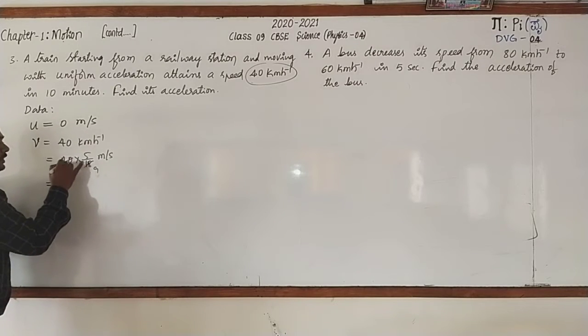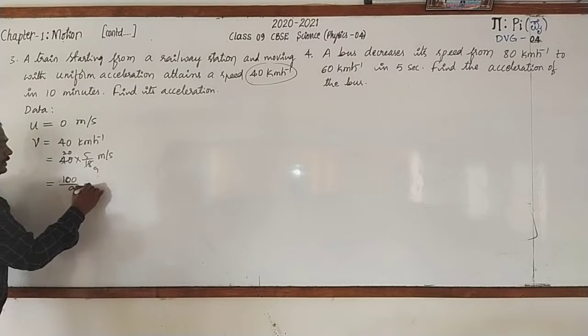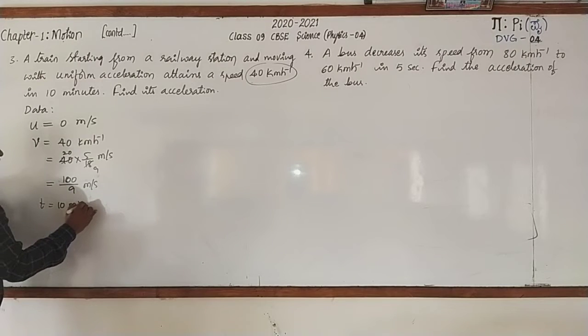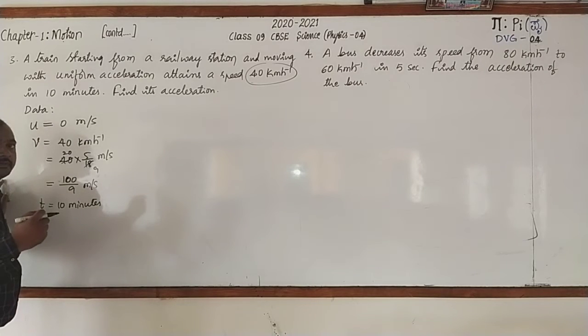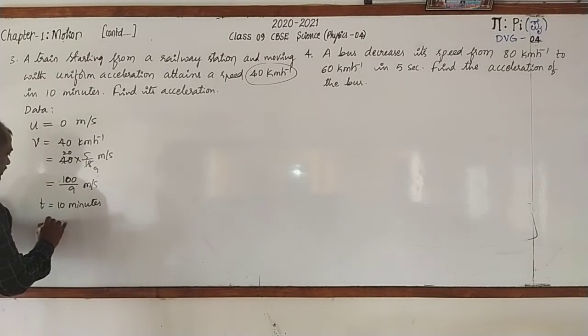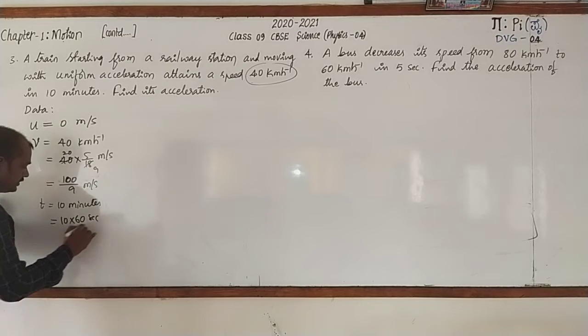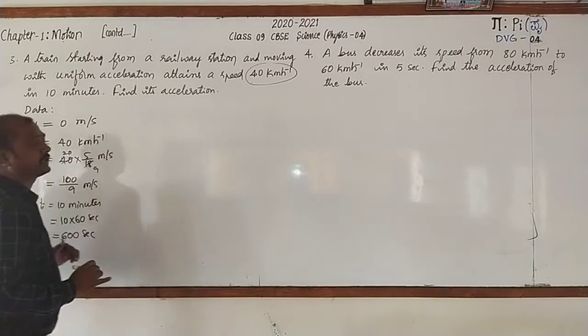Now 2 9s are 18, 2 20s are 40, 25s are 100 by 9 meter per second. Now time is given, it is equal to 10 minutes. Then time is not in SI unit. What is the SI unit of time? It is seconds. So T is equal to how much? 10 into 1 minute equal to how many seconds? 60 seconds. It is equal to 600 seconds. You are going to find out its acceleration.